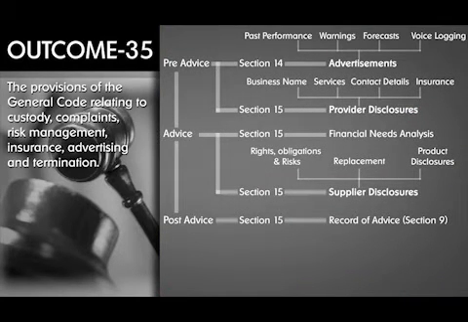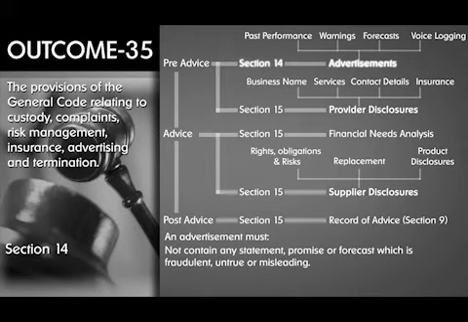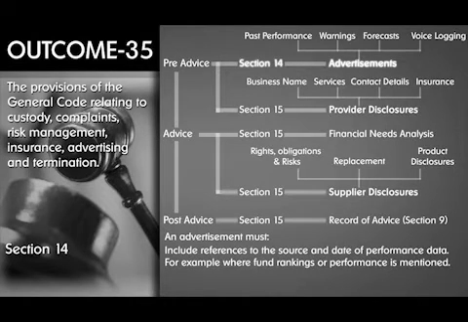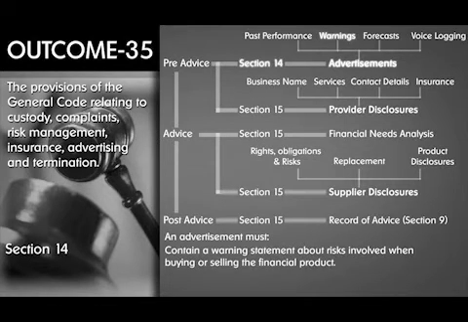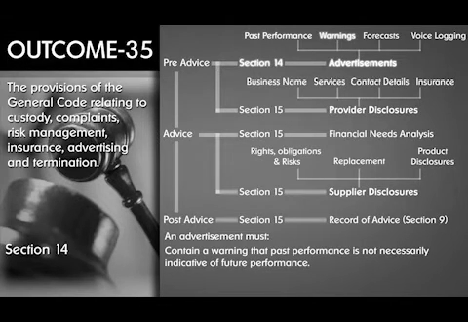Section 14 and 15 of the General Code of Conduct deal with advertising and direct marketing provisions respectively. Section 14 is of specific importance for investment products. An advertisement must not contain any statement, promise, or forecast which is fraudulent, untrue, or misleading. Include references to the source and date of performance data, for example, where fund rankings or performance is mentioned. Contain a warning statement about risks involved when buying or selling the financial product, and contain a warning that past performance is not necessarily indicative of future performance.